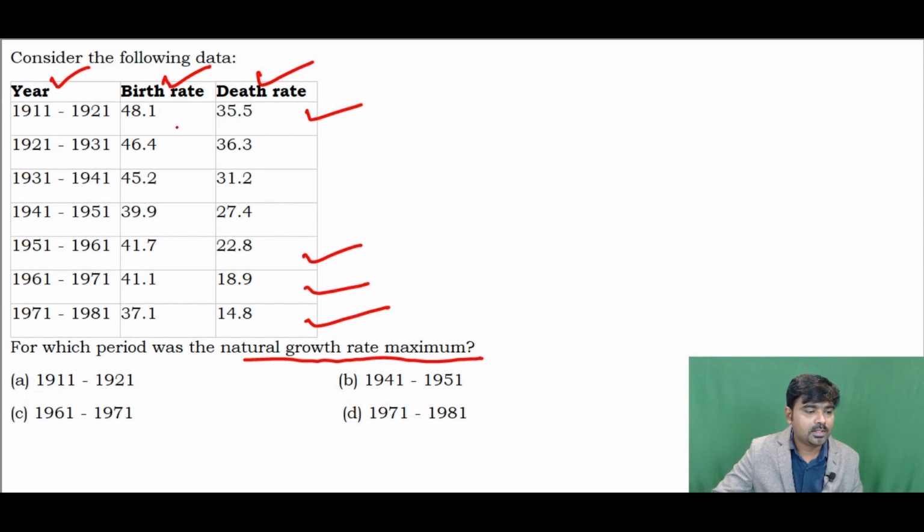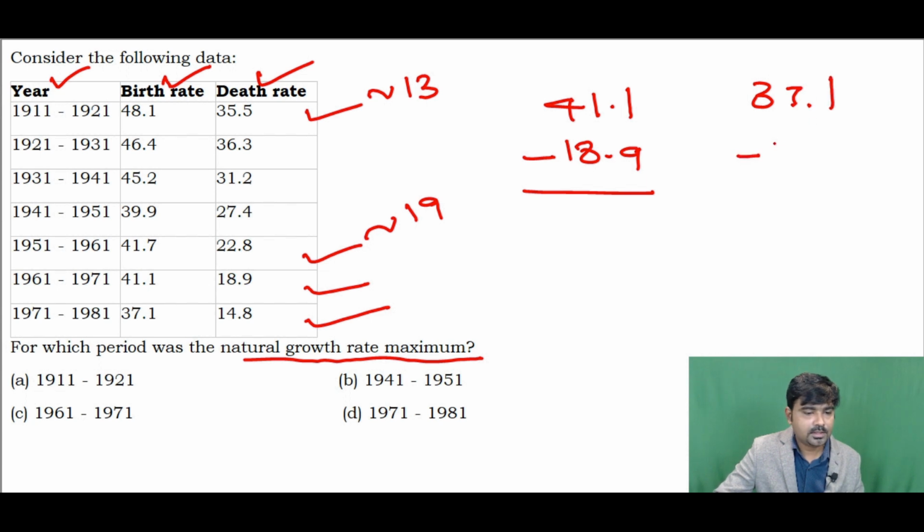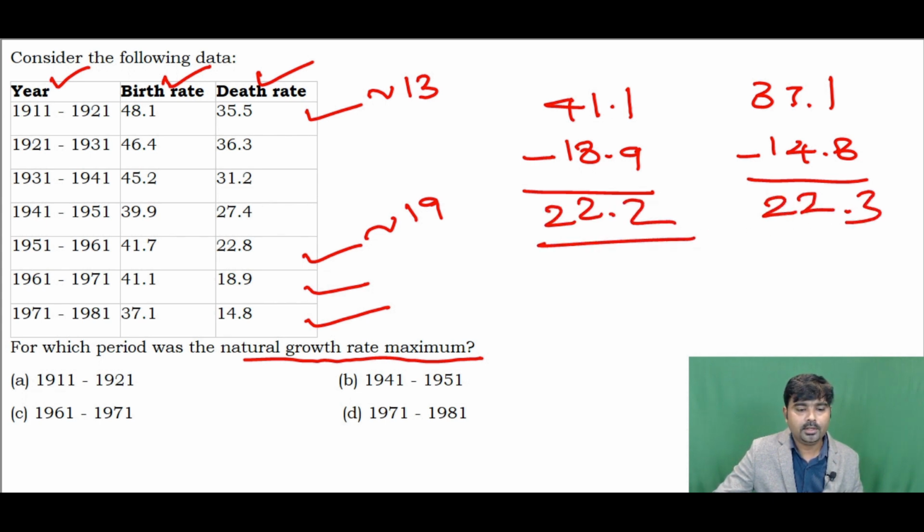Here approximately what's the difference? 13, right? What's the difference here? Approximately 19. Okay, 41.1 minus 18.9. Next one 37.1 minus 14.8. You need to calculate only these two. The reason is these two are, I think, very close. Once you subtract, this one is 22.2, this one is 22.3. So the answer is 1971 to 1981.